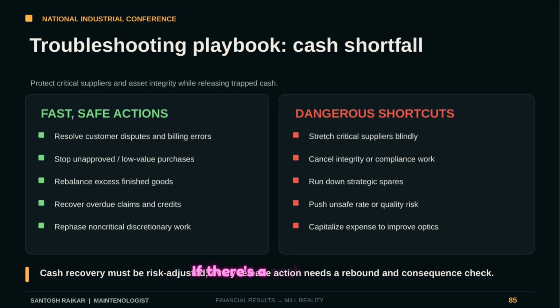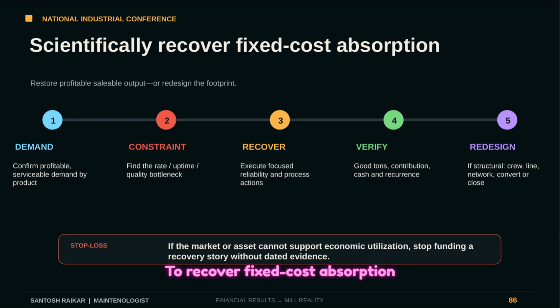If there's a cash shortfall, look for fast and safe actions like resolving billing errors. Avoid dangerous shortcuts like stretching critical suppliers or canceling safety-critical maintenance. To recover fixed cost absorption, you must either restore profitable output by fixing bottlenecks or redesign the footprint. If the market can't support the mill, stop funding a recovery story that has no evidence.